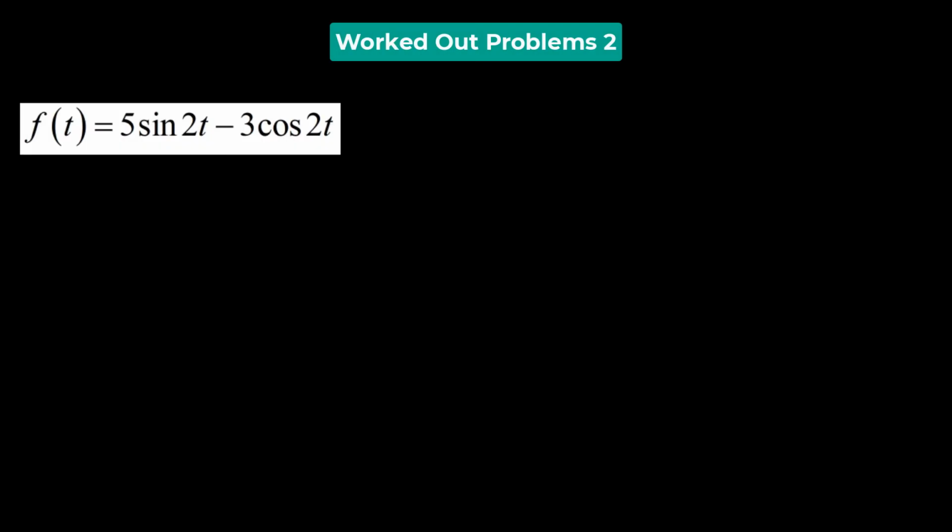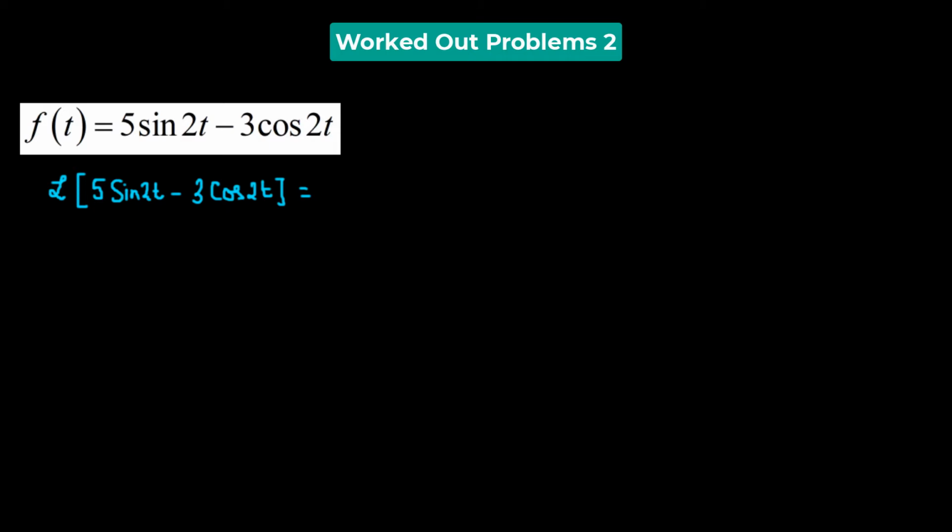So here we have the function f(t) = 5 sine 2t minus 3 times cosine of 2t. So we need to find the Laplace transform of the given function. So the Laplace transform of 5 sine 2t minus 3 times cosine of 2t will be equal to, so here we are going to apply the linearity of the Laplace transform.